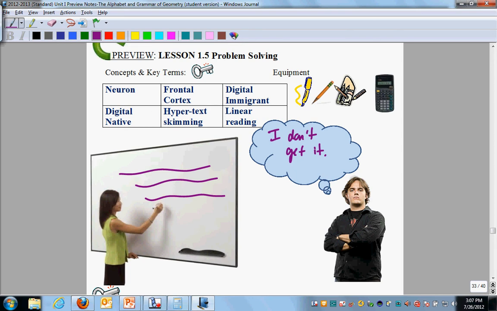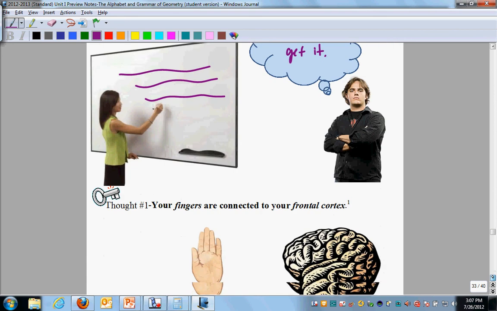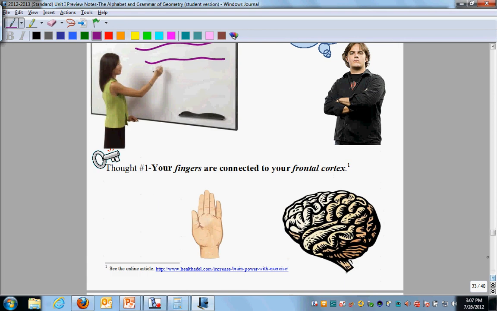So I have 4 key thoughts for you. Now, some of these thoughts are going to seem a little strange, so they have all been footnoted, either with references to recently published books or a reputable website article. You're welcome to look up these references, because some of the things I'm going to say may seem a bit strange. The first key thought is this: your fingers on your hand are directly connected to your frontal cortex.